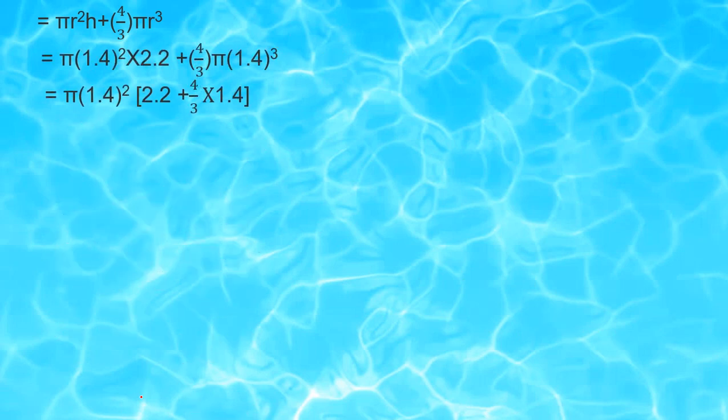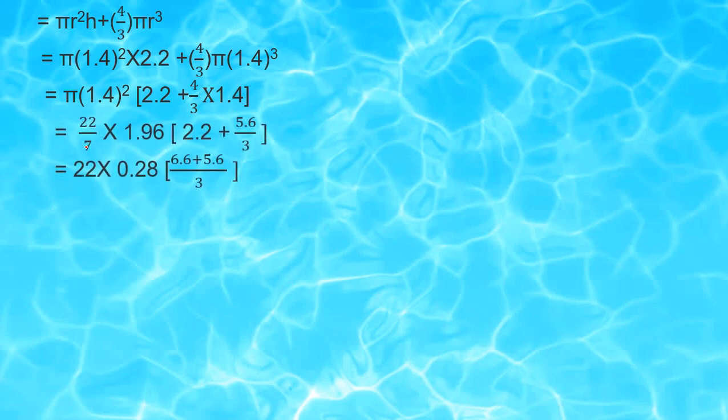Now put the values. r is 1.4, the height of the cylinder is 2.2 centimeter and the radius of the hemisphere is also 1.4. By putting the values, here 1.4 square is common and pi is also common in both the terms, so we take pi 1.4 square common. The rest of the quantities are 2.2 plus 4 upon 3 into 1.4. Now further, when we solve it, we get 22 by 7 into 1.96, as 1.4 square is 1.96, times 2.2 plus 4 into 1.4, which becomes 5.6 upon 3.